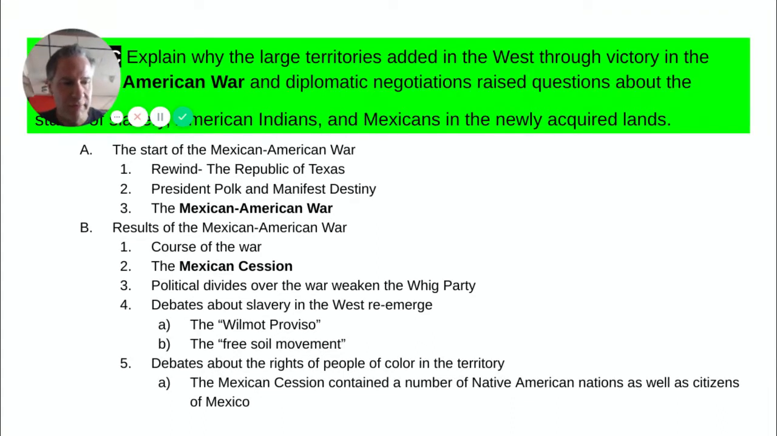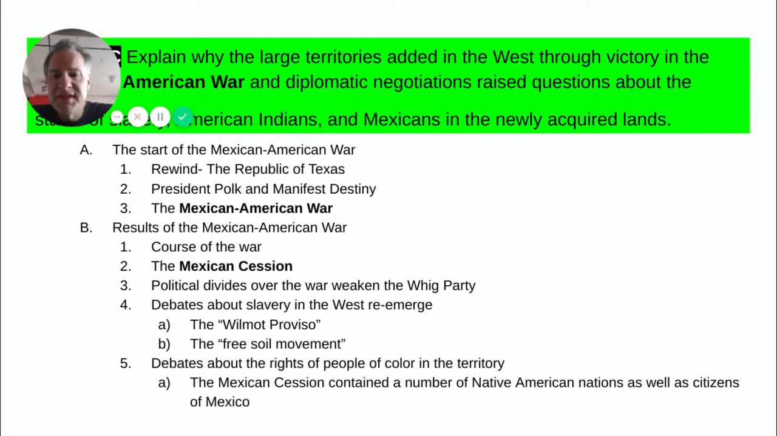Southern Whigs, however, many of whom were slaveholders, formed an alliance with the Democratic Party, and they supported the war and the idea of Manifest Destiny. So we see the Whig Party divide along regional lines.